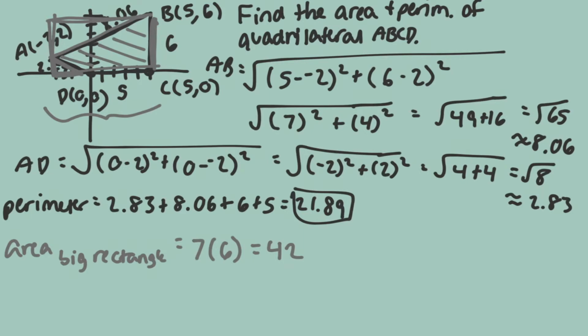We can do 1/2 base times height. It's going up 2, and this length is also 2. It doesn't matter which one you call the base and which one you call the height. So 1/2 times 2 times 2. So that's 1/2 times 4, which is 2. So this area is 2.